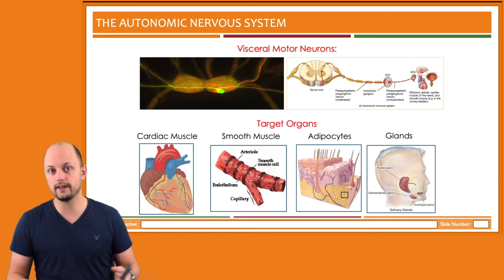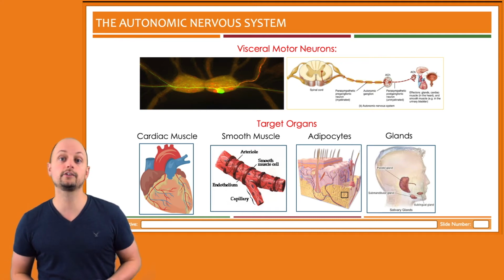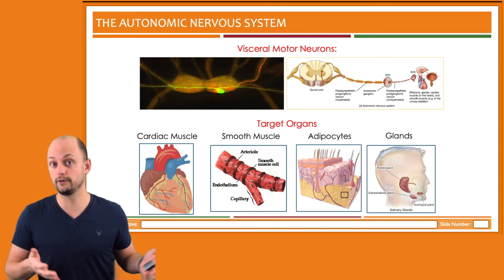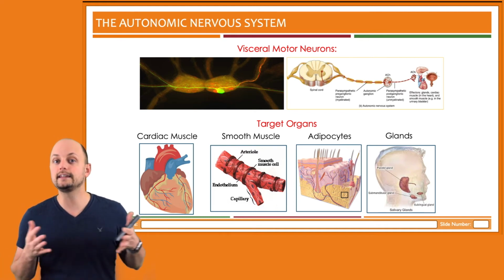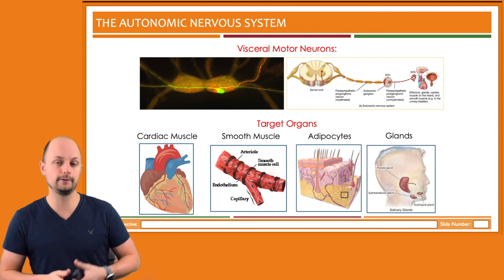So as an example of that, your autonomic nervous system can innervate adipocytes or fat tissue and help to control your metabolism. So there's a lot of diversity in terms of the targets, which is why, as I mentioned for the umpteenth time, the easiest way to describe them is to say that they're not skeletal muscle.